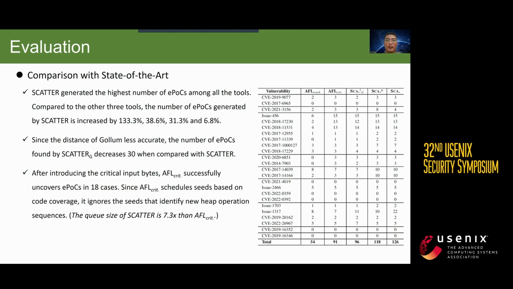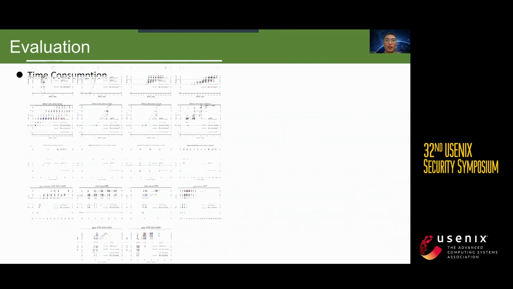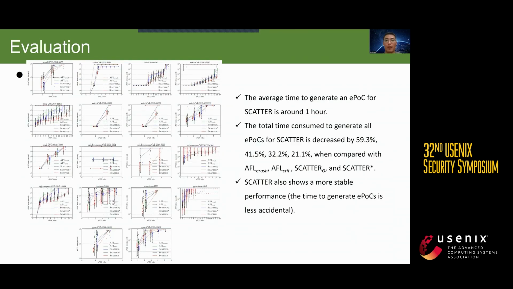We also compare Scatter with other state-of-the-art methods. The results are shown in this table. Scatter generated the highest number of epochs among all the tools. We also compared the time consumption with other tools. The results are shown in this figure. We can see from this figure that the average time to generate an epoch for Scatter is around 1 hour, and Scatter shows a shorter and more stable time consumption when generating epochs.